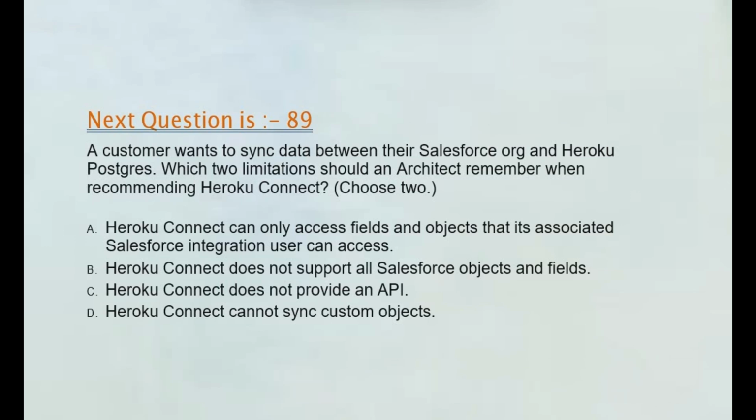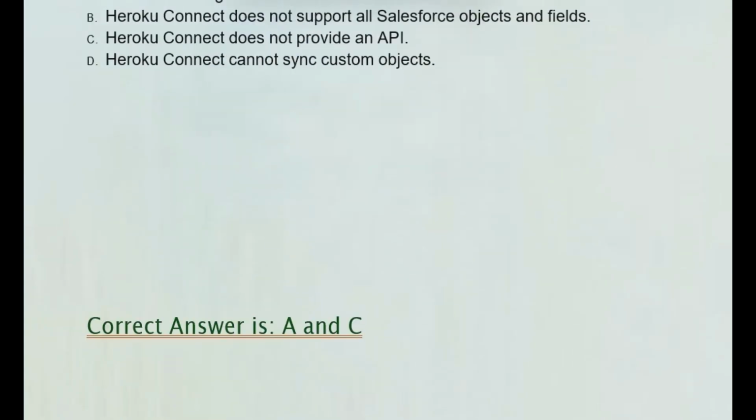Option A. Heroku Connect can only access fields and objects that its associated Salesforce integration user can access. Option B. Heroku Connect does not support all Salesforce objects and fields. Option C. Heroku Connect does not provide an API. Option D. Heroku Connect cannot sync custom objects. Correct answer is option A and option C.